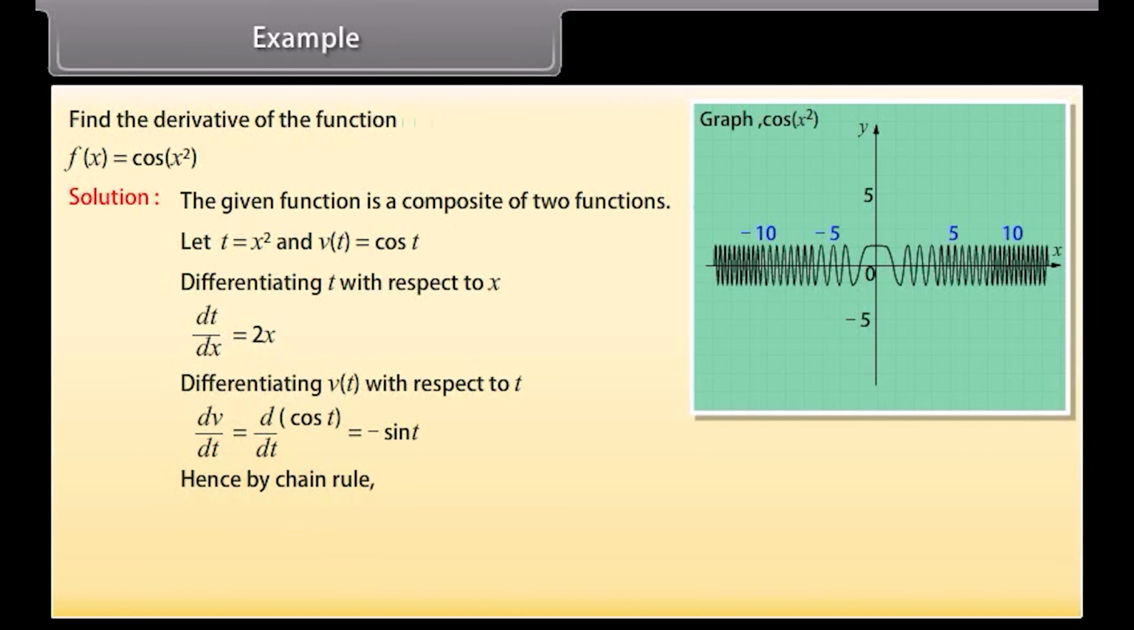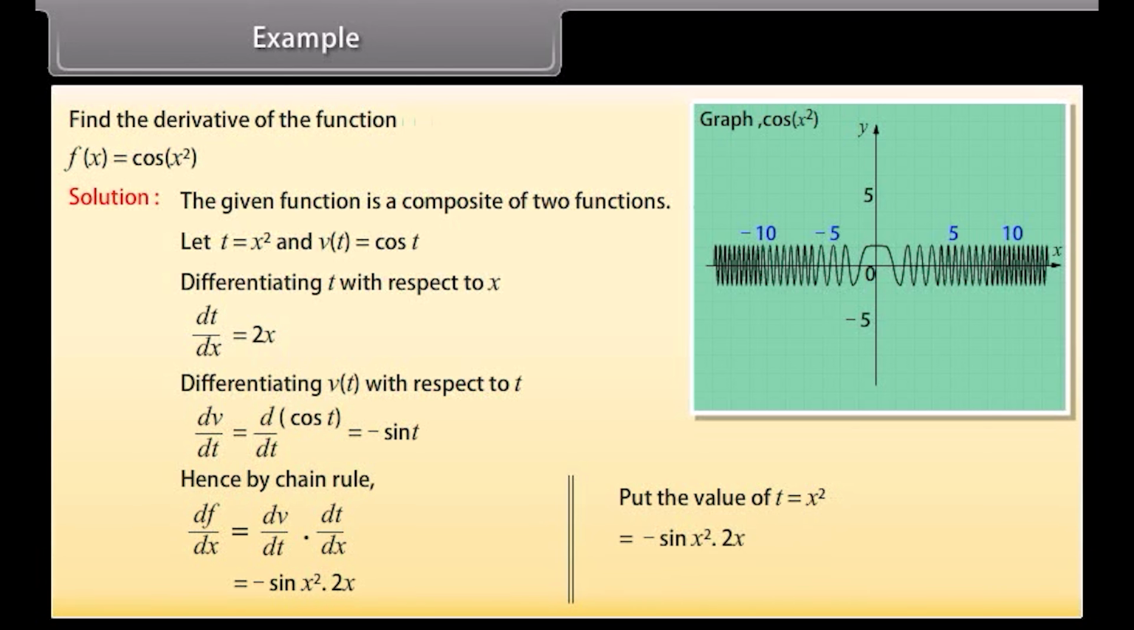Hence, by chain rule, d by dx of f is equal to d by dt of v into d by dx of t is equal to minus sin of x square into 2x. Put the value of t is equal to x square: it is equal to minus sin x square into 2x, which is equal to minus 2x into sin x square.